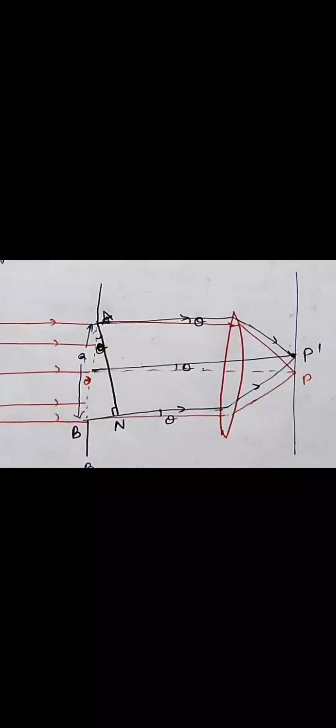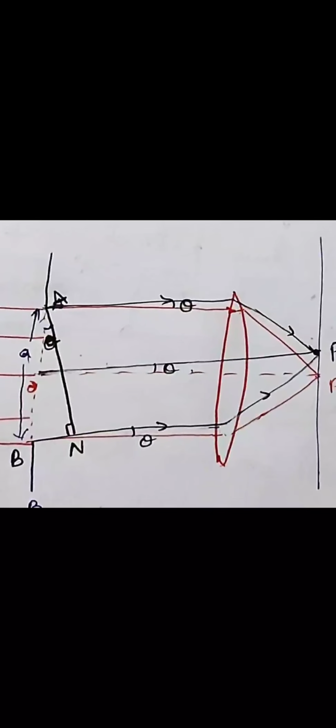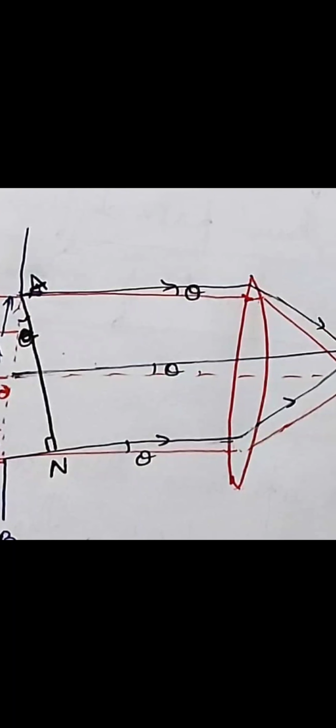Now we have to find out what the intensities will be on either side of P. For that, we consider some random point P dash on the screen, at which the wavelets traveling make an angle theta with OP. This is the angle theta made by them. So those rays are focused to the point P dash on the screen.